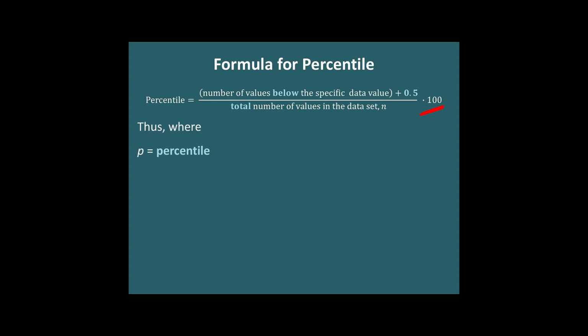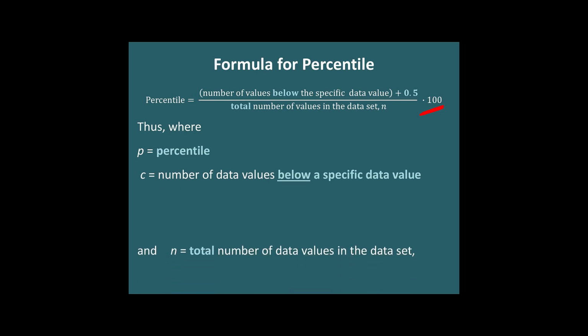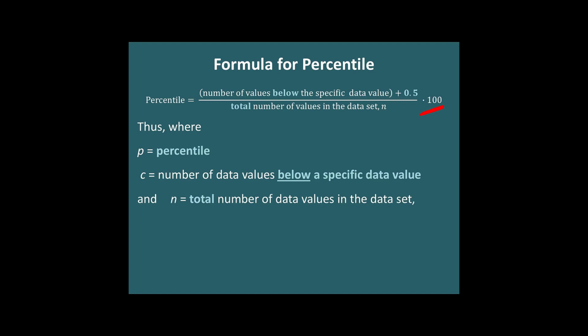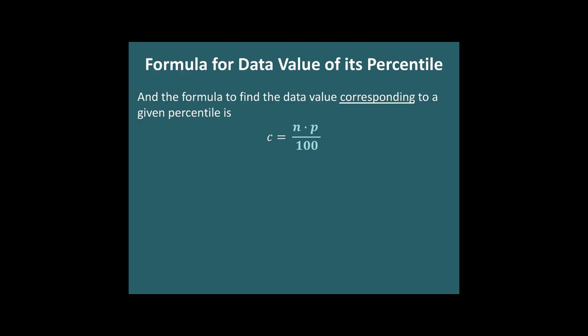P equals percentile. C will be the number of data values below a specific data value. N will be the total number of data values in the dataset. So the formula is a bit more clear if written like this. P equals C plus 0.5 divided by N times, again, 100. And the formula to find the data value that corresponds to a given percentile is as follows. C equals N times P divided by 100.